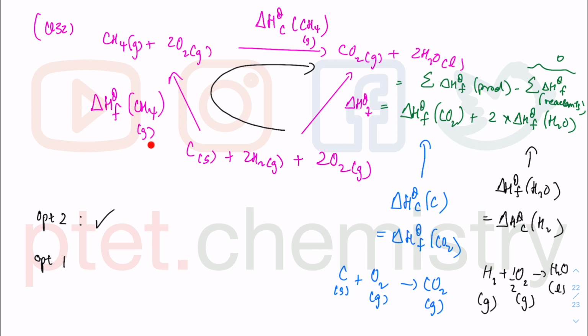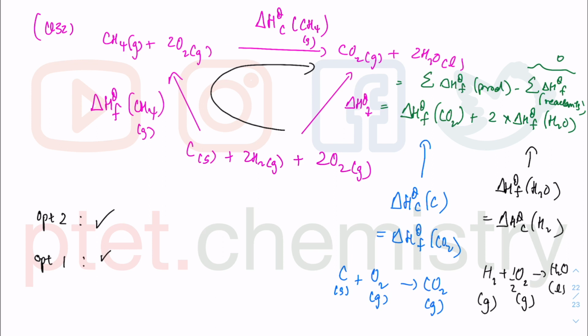So that's going to be equal to the enthalpy of formation of... what am I doing? Is that correct? Number 2 is already done. We're looking at number 1, which is the formation of CH4 plus the combustion of CH4. So option 1 is also correct.